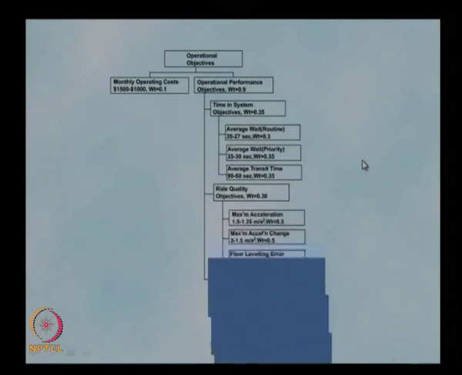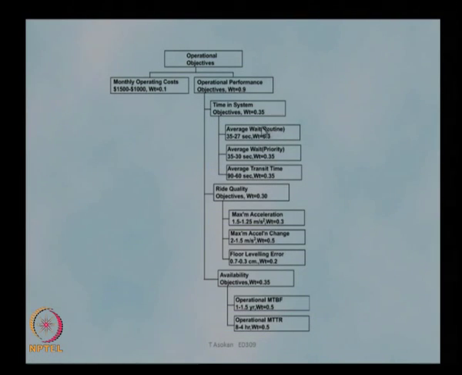And again we can find the other sub objectives which form this main one. For the time in system, we can see average wait for priority and routine, and average transit time. These are the 3 which decide the time in system. Again we can give weightage for these 3. In the case of ride quality we can see the maximum acceleration, change, and floor leveling error. These are the 3 things which decide ride quality. Based on this we can give the weightage for these 3, and similarly for availability also we can give weightage: mean time between failure and mean time between replacement. So this weightage also can be given.